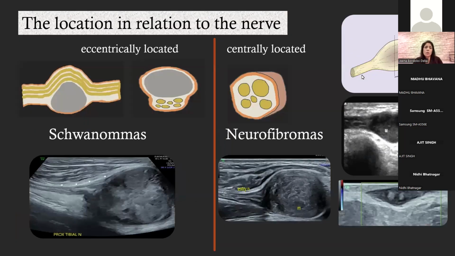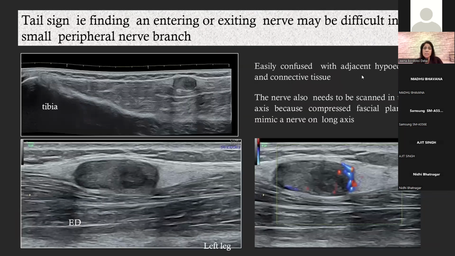It's important to document the location in relation to the nerve. It has been found that schwannomas are eccentrically located and neurofibromas are centrally located within the nerve. And as I mentioned before, the tail sign, that is finding an entering or an exiting nerve, may not be visible in very small nerves, especially small peripheral nerve branches.